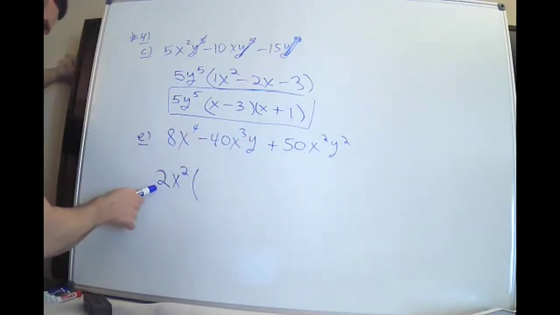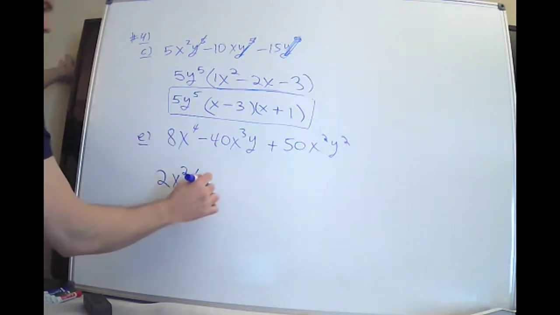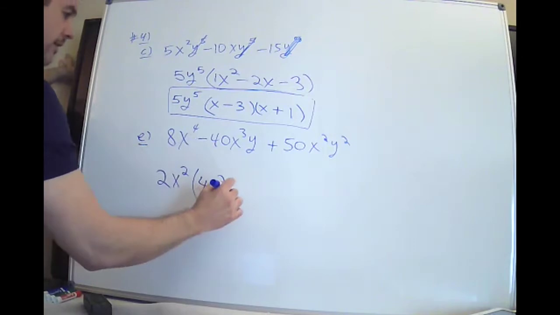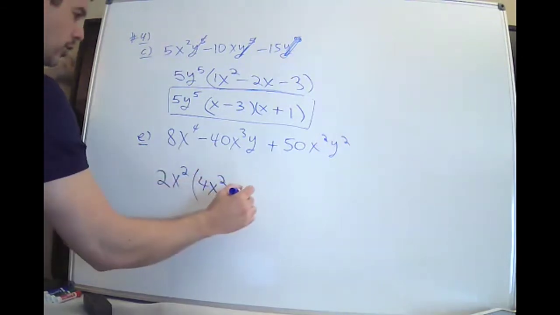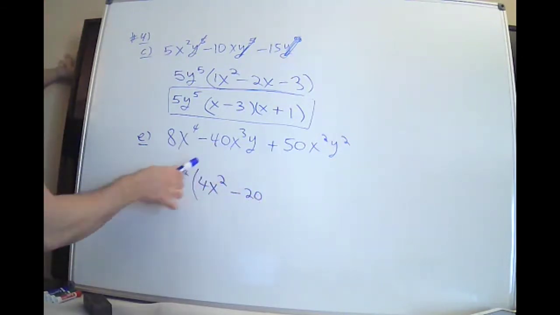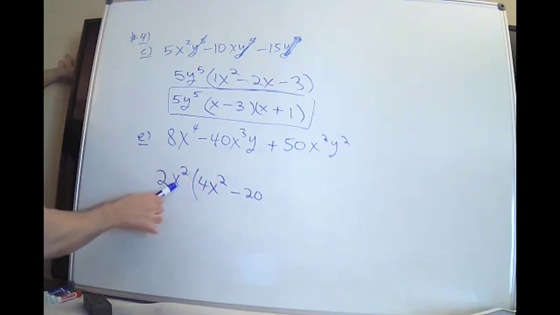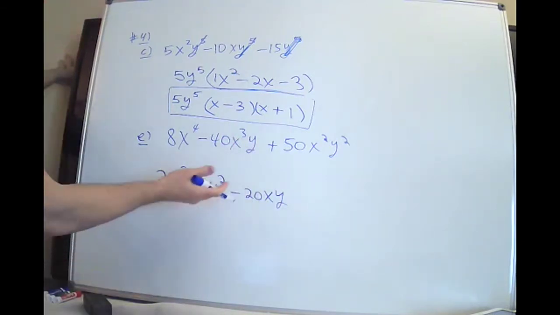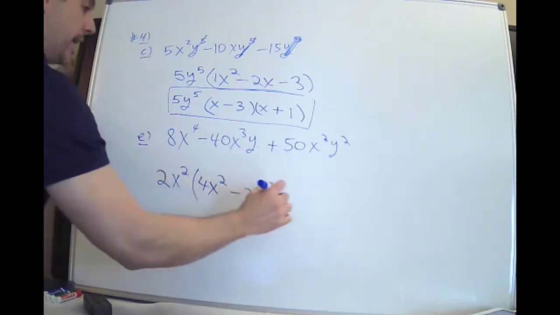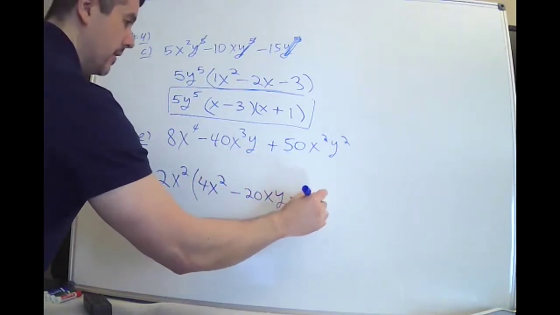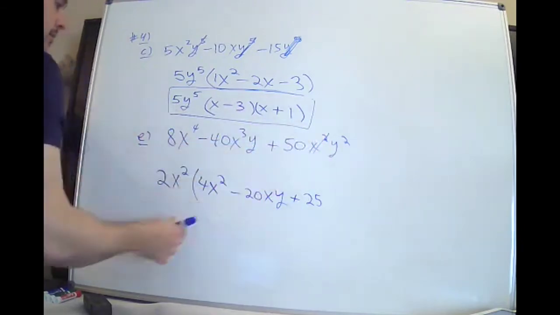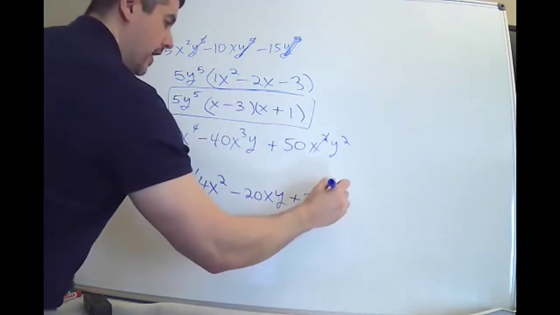Now, 8 divided by 2 is 4. x^4 divided by x^2 leaves you with x^2. 40 divided by 2, you have a negative there. Cut 40 in half, you get 20. I took away 2 of those x's, right? There was x^3, I took away 2 of them. That y is stuck there. I have to leave it there. 50 divided by 2 is 25. That x squared I removed completely, so it's not there anymore, but the y squared is still there.